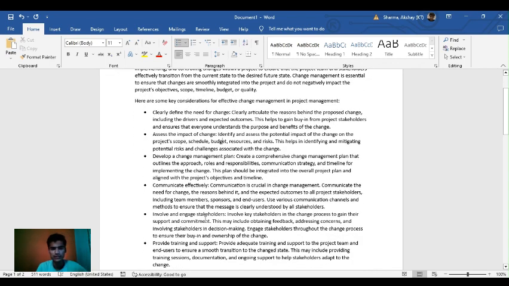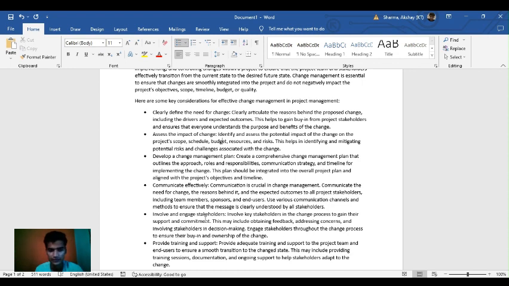Let's just take one by one for the activities. What all activities are included in the change management? So the very first is we have to clearly define the need for the change. So we have to clearly articulate the reasons behind the proposed change, including the drivers and the expected outcomes. So this helps to gain buy-in from the project stakeholders and ensure that everyone understands the purpose and the benefits of the change.